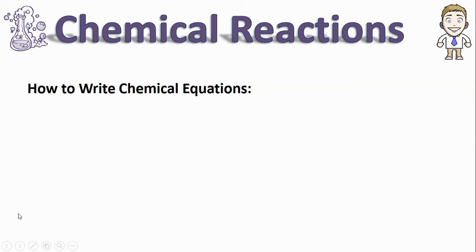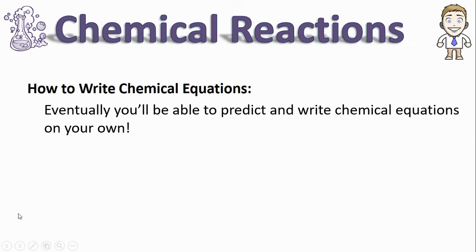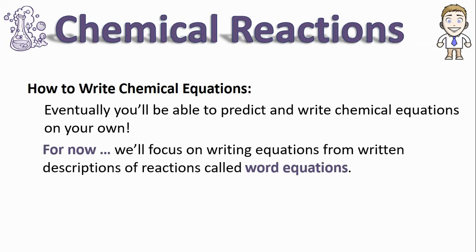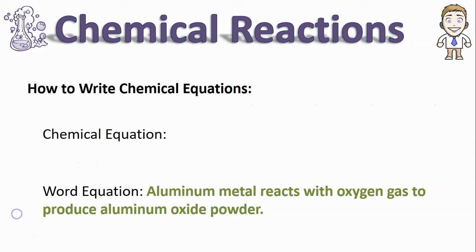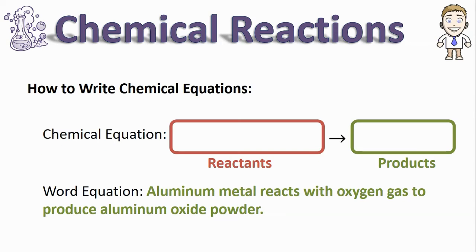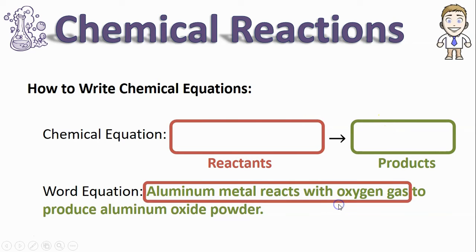Let's conclude the video by talking about how to write chemical equations yourself. And eventually you'll be able to predict and write entire equations totally on your own. For now, we're just going to focus on writing these equations from written descriptions of reactions called word equations. Here's an example of one that says aluminum metal reacts with oxygen gas to produce aluminum oxide powder. To turn this sentence into a chemical equation, remember that you just have to identify the reactants first, followed by the products. Usually this is pretty easy to find.